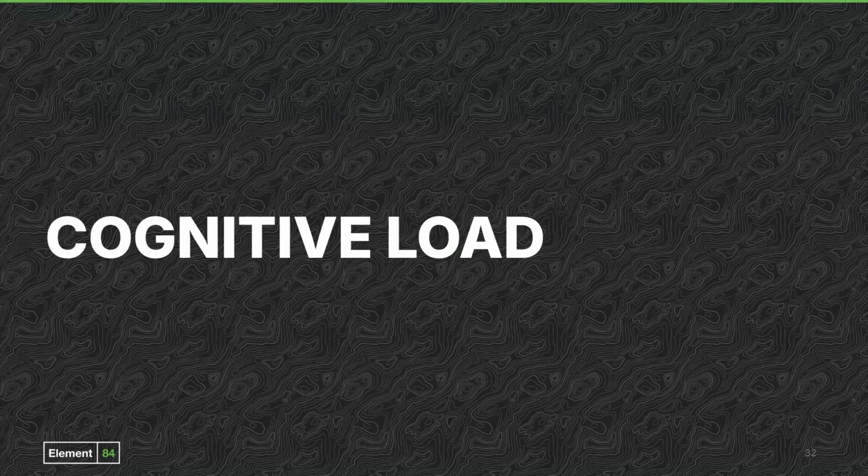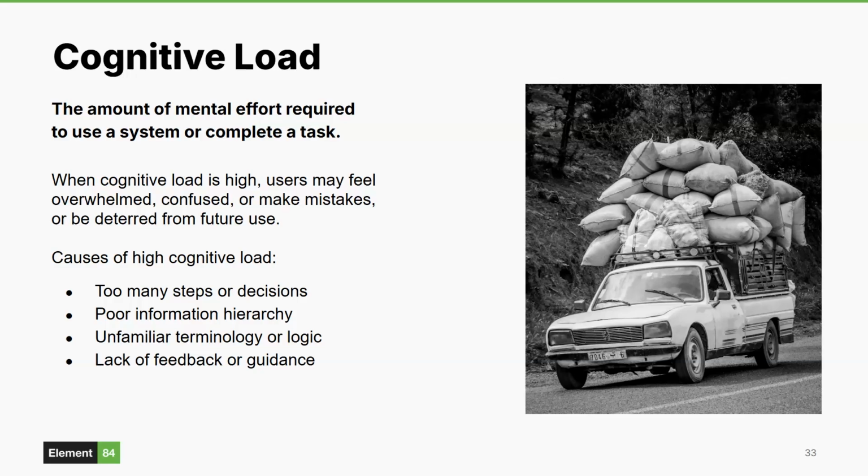So what do we mean by cognitive load? Cognitive load is the amount of mental effort required to use a system or complete a task. When cognitive load is high, users may feel overwhelmed, confused, or make mistakes. Causes of high cognitive load include too many steps for a decision, poor information hierarchy, confusing interfaces, unfamiliar terminology or logic, and lack of feedback or guidance. These are elements that we want to manage as designers when we're solving a problem that humans are going to interact with.